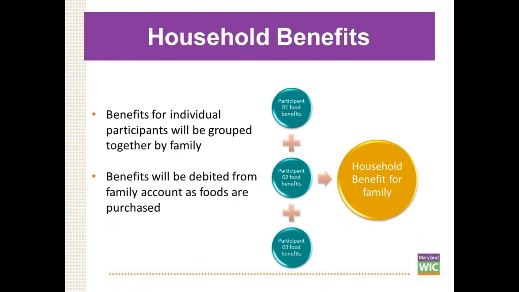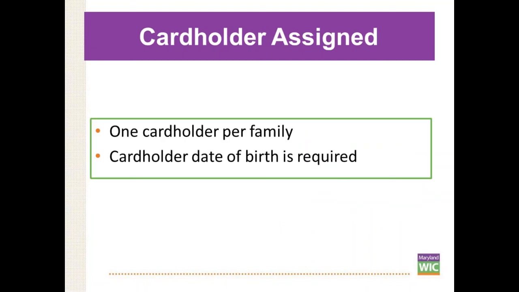Each individual participant's benefits in the family will be combined into a household benefit. You can think of this as multiple deposits into a single checking account. This example shows how the 3 different participant benefits are grouped together in one account. You have Participant 1, Participant 2, and Participant 3. Again, each having their individual food package prescription, but they will be combined in one household benefit account.